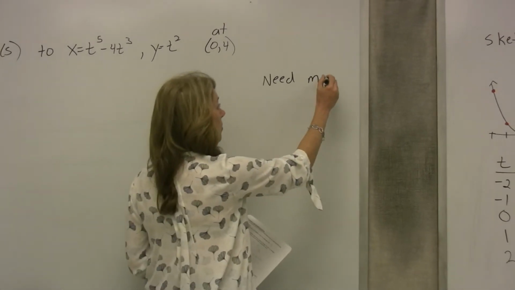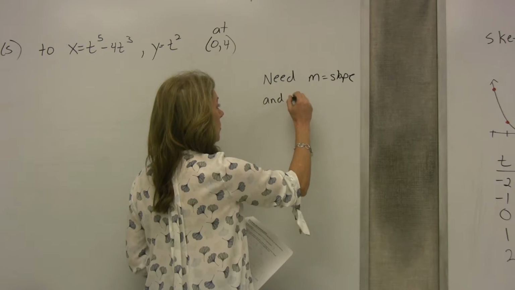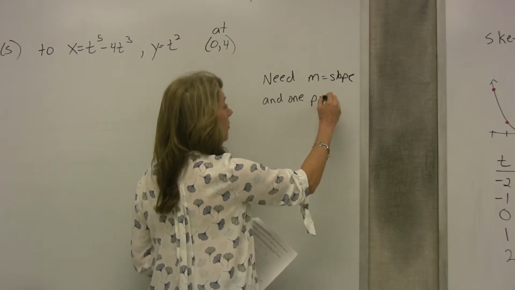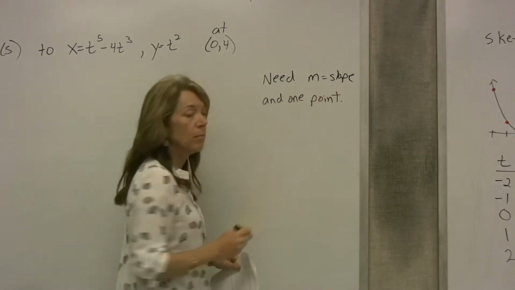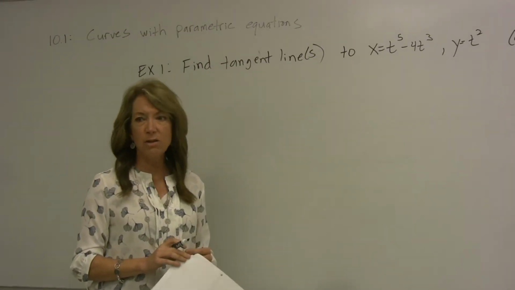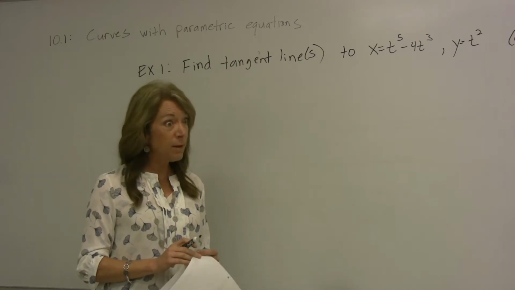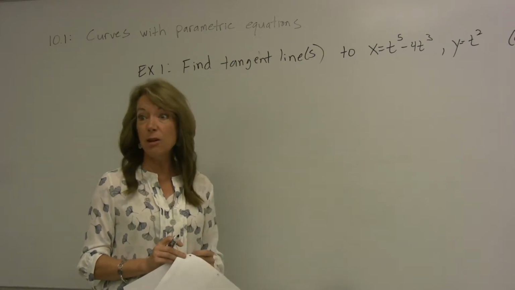So you need a slope and one other point. If you have 2 points, you can get the m. But when we're talking about tangent lines, what is the slope of the tangent line? It's the derivative of the function. The derivative is the slope of the tangent line.